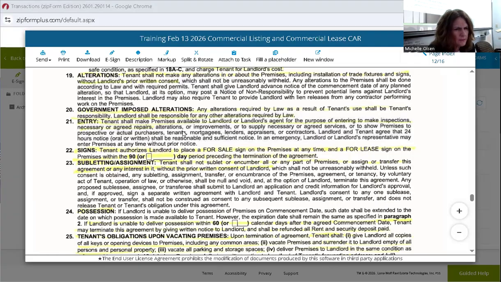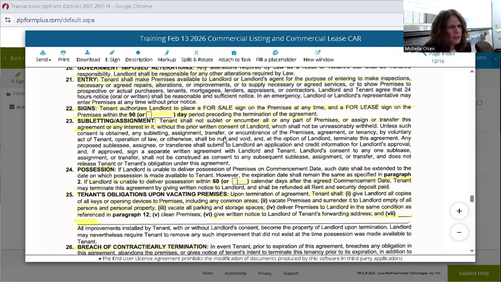Okay, entry. So the tenant needs to make the premises available for the lessor or lessor's agent for purpose of entering the unit to make any inspections or necessary repairs. That's pretty standard. For the signs, the tenant does authorize the lessor to place a for sale sign at any time and a for lease sign on the premises within 90 days preceding the termination of the agreement, or you can amend it to 60, whatever you need there, okay?